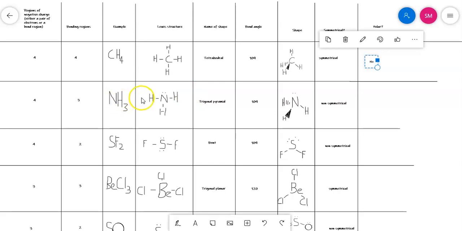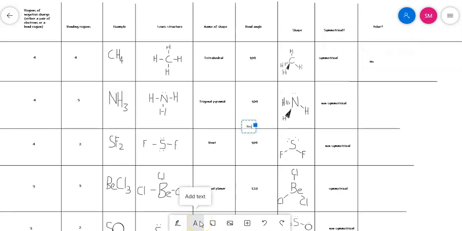Okay, next one, we've got ammonia. Ammonia has polar bonds because this is a bond between different atoms. The next question we need to ask is, is the molecule symmetrical? And we've worked out that ammonia is non-symmetrical. So if something has polar bonds and is non-symmetrical, then that is going to be a polar molecule overall. So in this case, ammonia is polar.